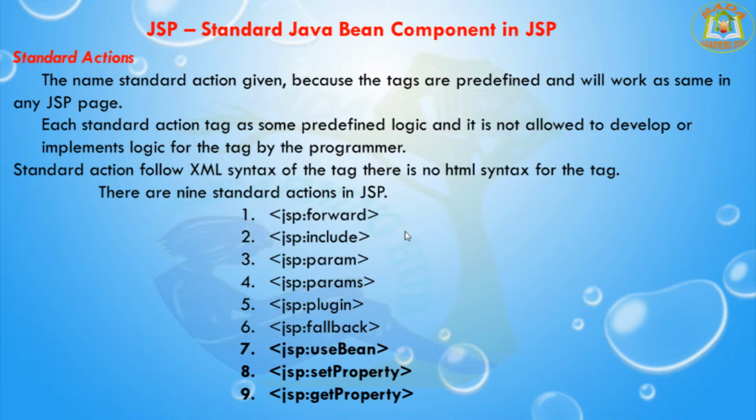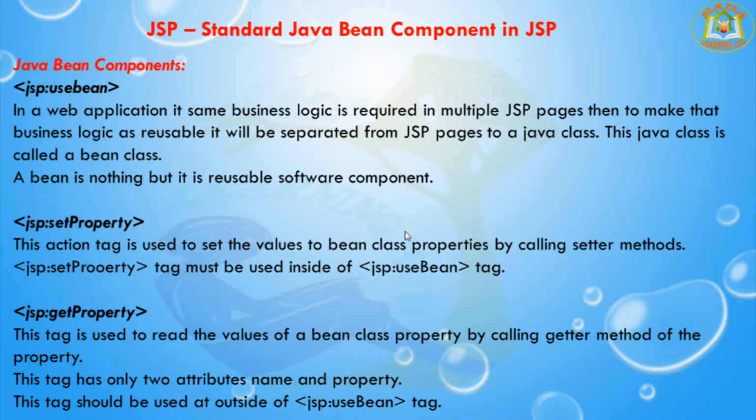In this video, I am going to discuss three standard action tags: jsp:useBean, jsp:setProperty, and jsp:getProperty. Now, in a web application, if some business logic is required in multiple JSP pages, then to make that business logic reusable, it will be separated from the JSP pages into Java classes. These Java classes are called bean classes.